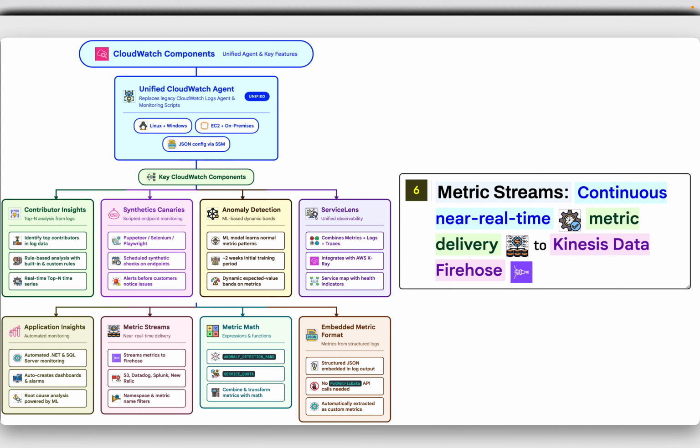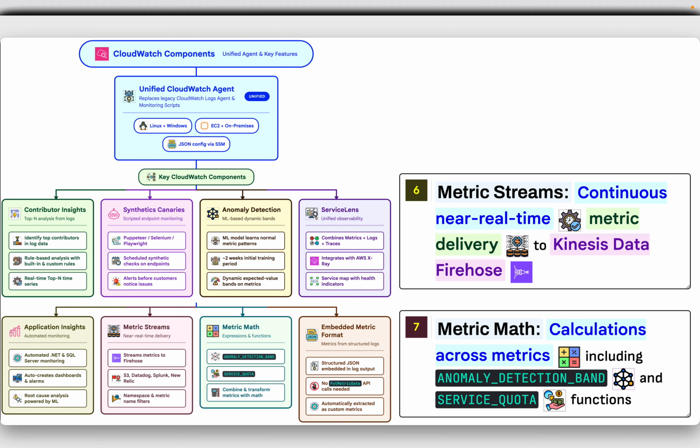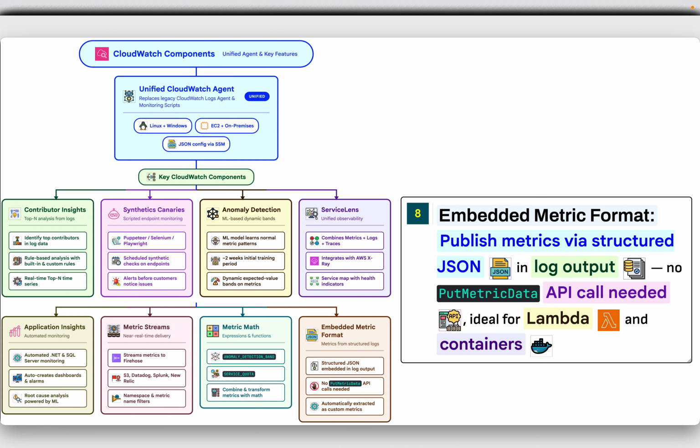Metric Streams provide continuous near real-time metric delivery to Kinesis Data Firehose. Metric Math allows calculation across metrics including anomaly detection band and service quota functions. Embedded Metric Format lets you publish metrics via structured JSON in log output. No put metric data API call is needed, making it ideal for Lambda and containers.